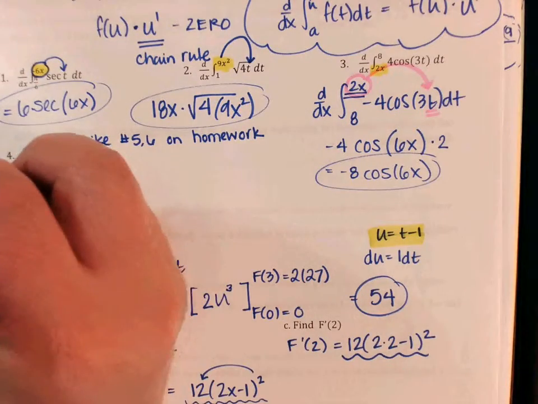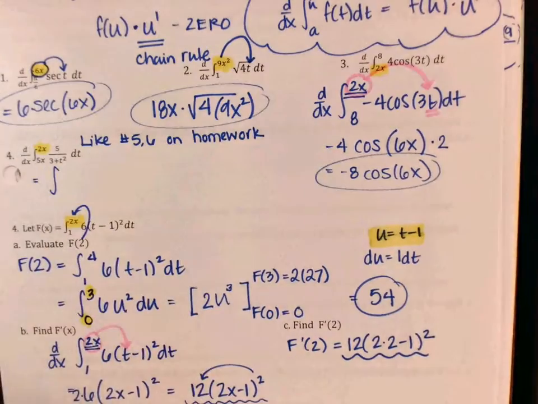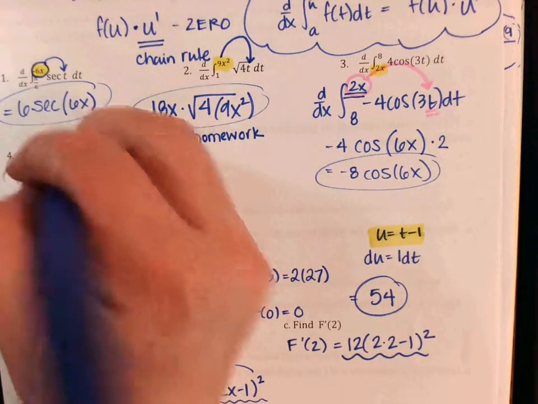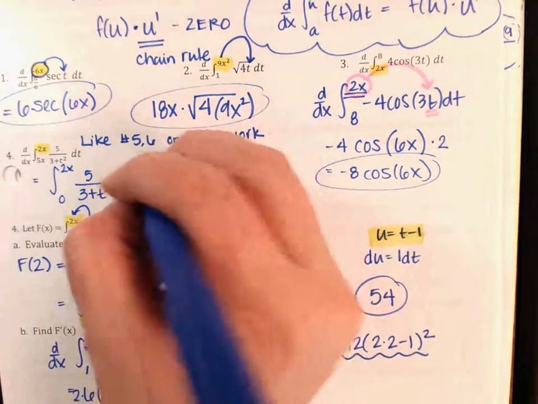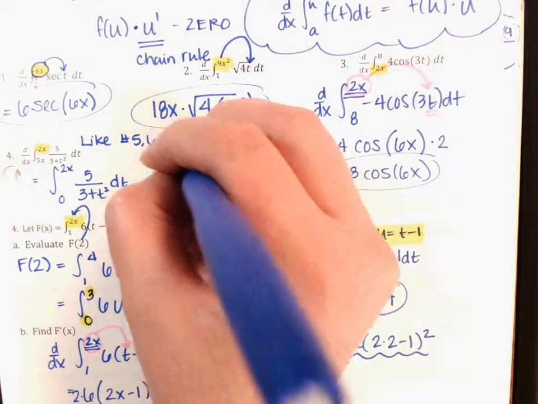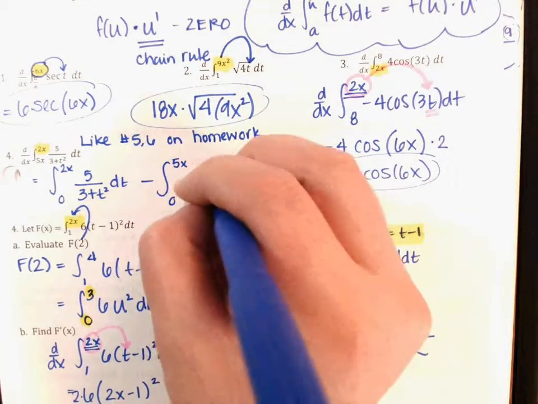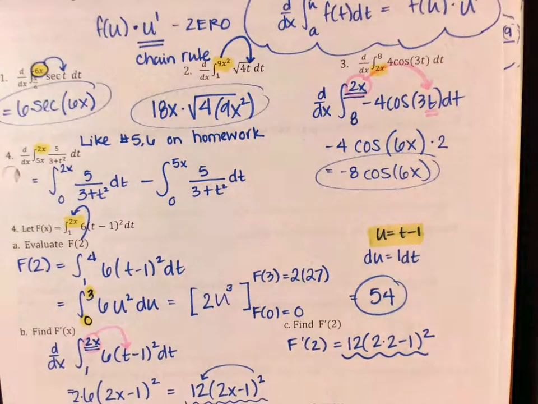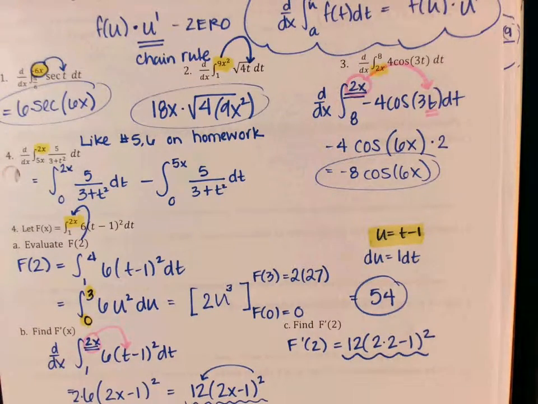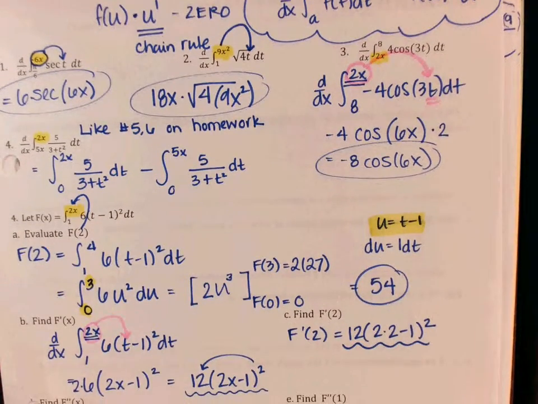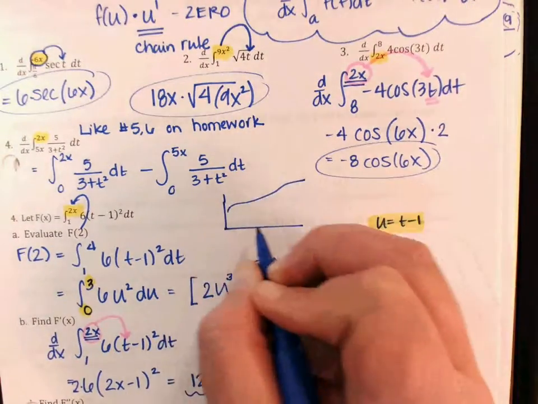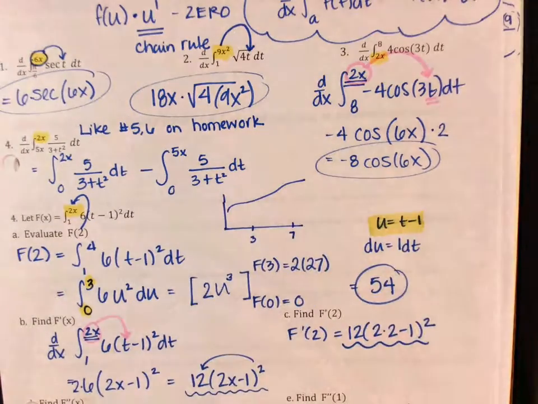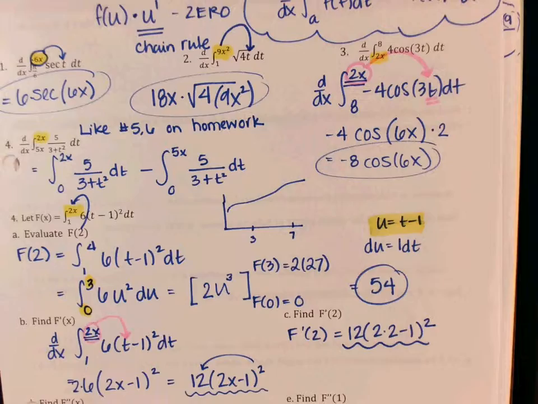Okay, I can split this up into the integral from 0 to 2x of 5 over 3 plus t squared dt, minus the integral from 0 to 5x dt. Now, I'm going to draw you a little tiny picture just to show you. This should make sense when you see it. Let's say I wanted to integrate from 3 to 7. You don't have to draw this, just watch. Here's my function. Here's 3, here's 7. I only want the integral between 3 and 7, yeah? So that would be here.